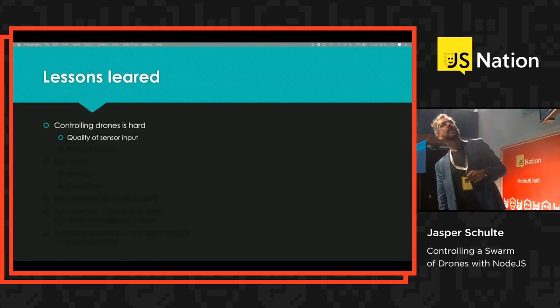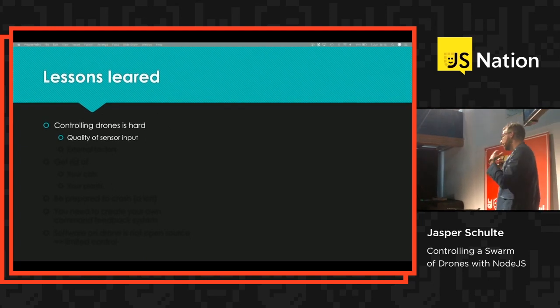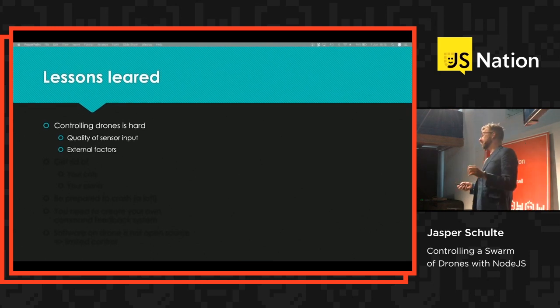In conclusion, lessons learned. Flying and controlling drones is hard. It's very fun, but it's very hard because the quality of the sensor input is really low. This is a very low-cost drone, about 100 euros, so the quality isn't that high. So you have to do a lot of correcting. And it's hardware, which also means there's going to be a lot of unpredictability.